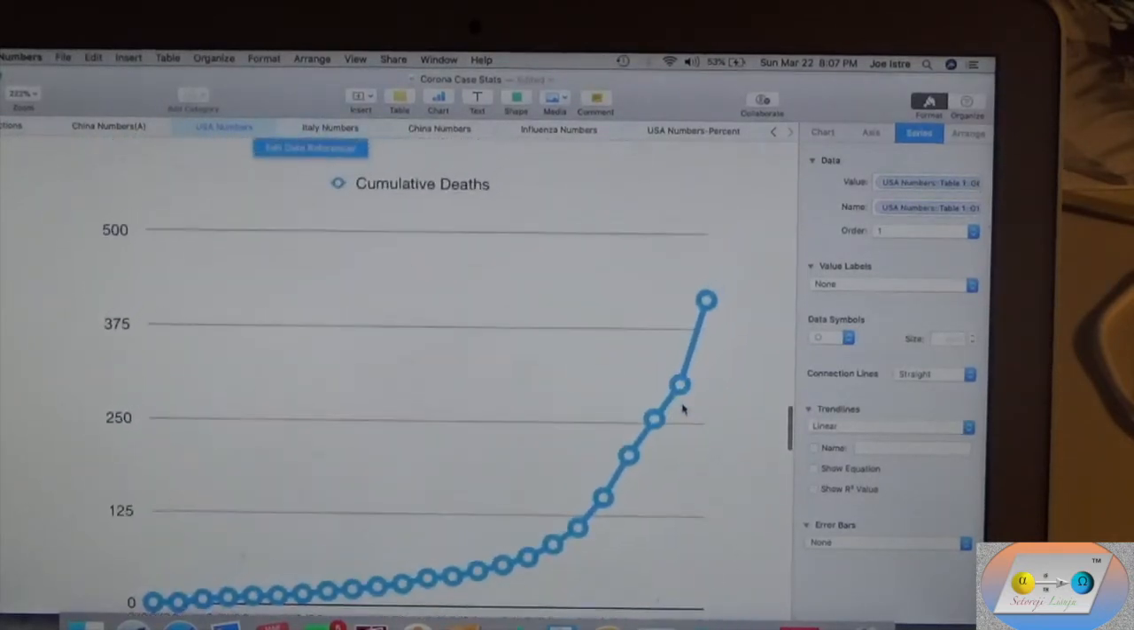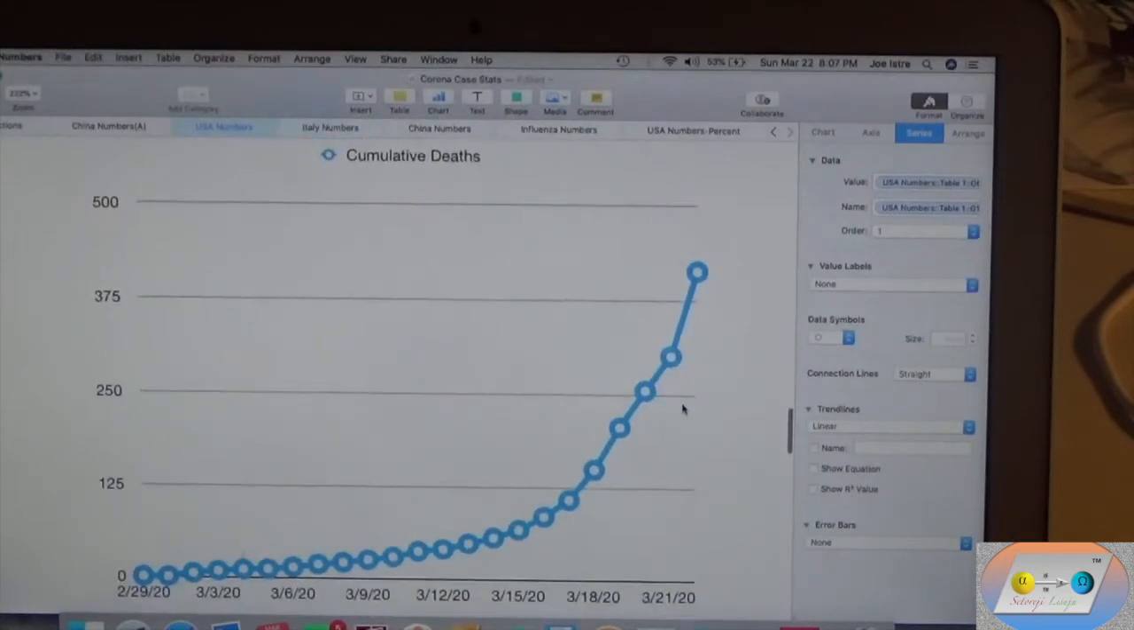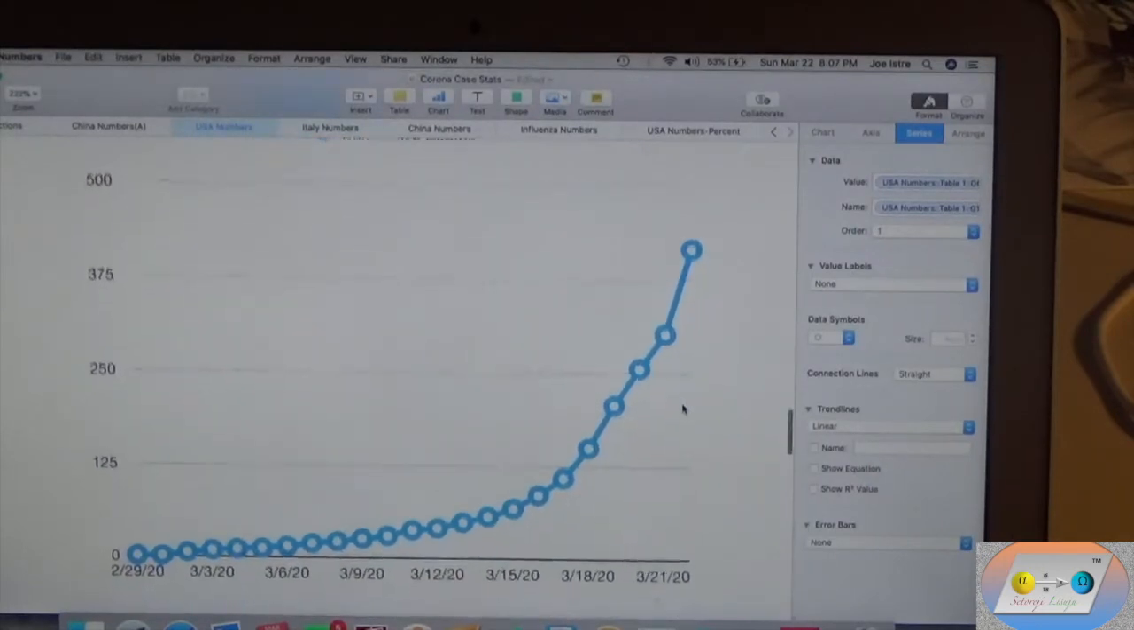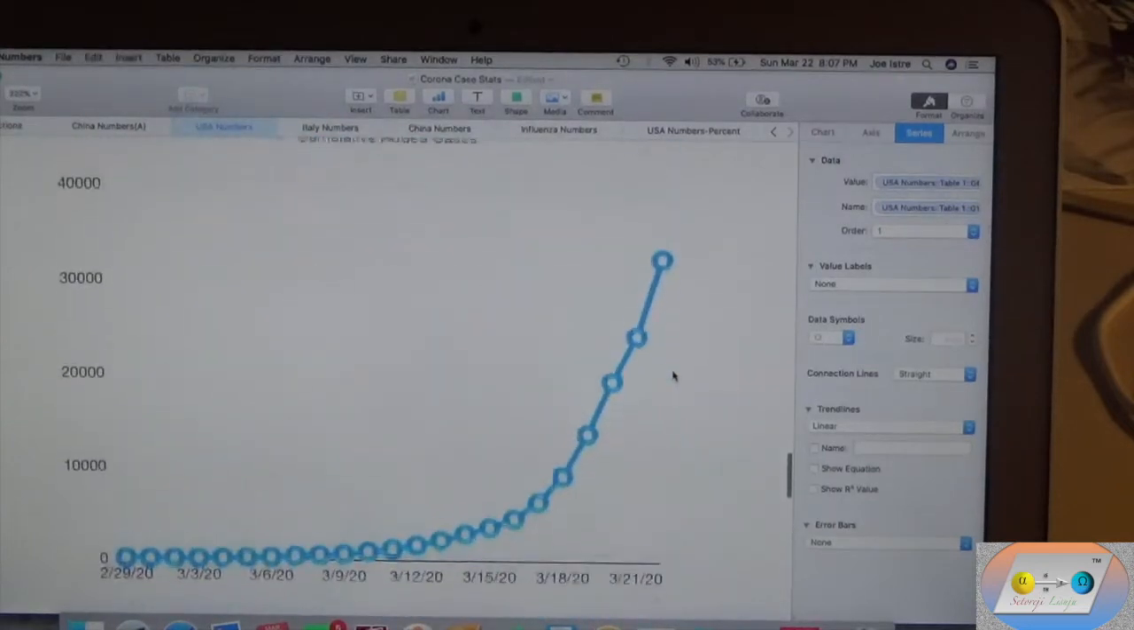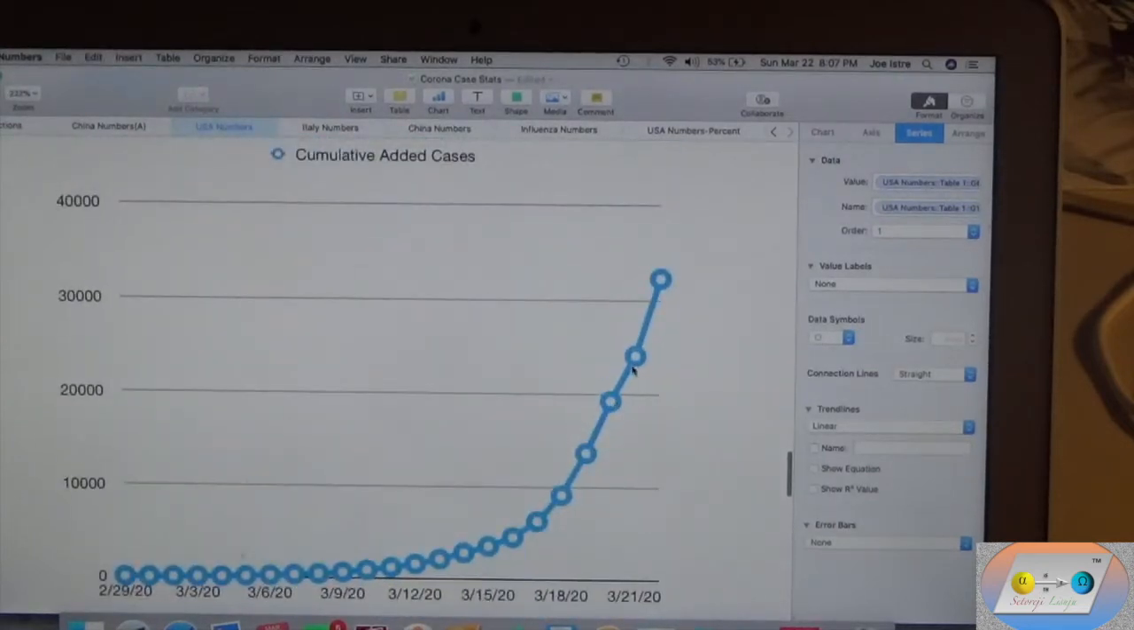Cumulative deaths. Okay, this is the integral, essentially, of the deaths. For those of you who want to do calculus, discrete calculus, cumulative deaths and cumulative added cases. And you'll notice the inflection point here, where the rate of change starts slowing down.